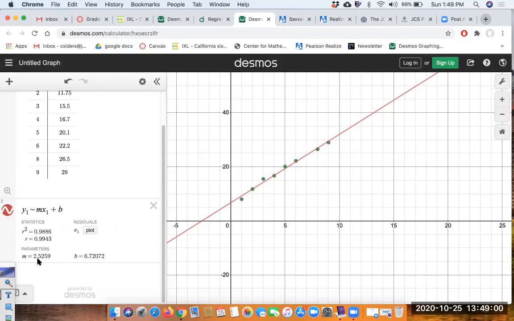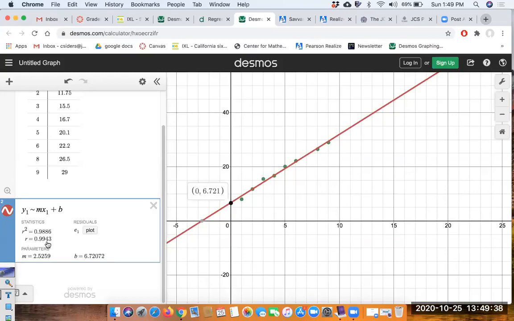What was mine? I had 2.84. And I'm just estimating because I'm cutting off all those decimals. So I'm using 2.5 for the slope, and b, the y-intercept, is 6.7. That's this point right here. See, 6.721. When x is 0, this is your y-intercept. That's your number down here. Okay. And the other numbers, this r is a correlation factor.